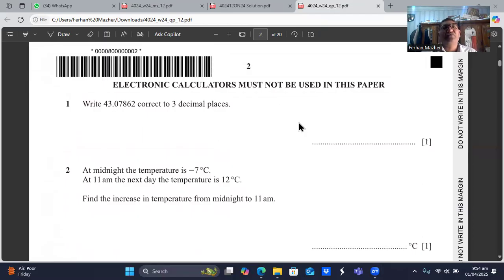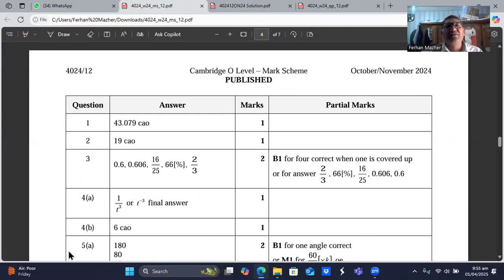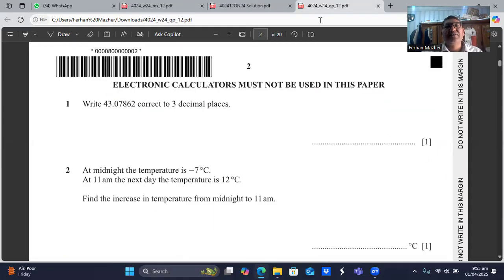He says, write 43.07862 correct to 3 decimal places. So 3 decimal places means after the decimal up to 3 places. So up till this point, this number which is 8. And after 8, you can see here we have 6. So when I round up, dropping this 6 and 2, this 8 will become 9. So let me show you the solution. It will be 43.079. 43.079 is the right answer, sir.